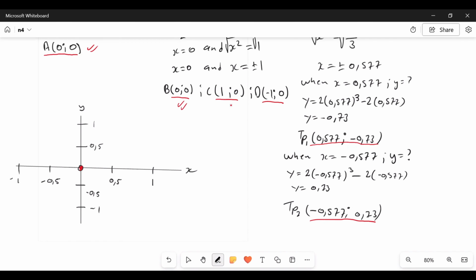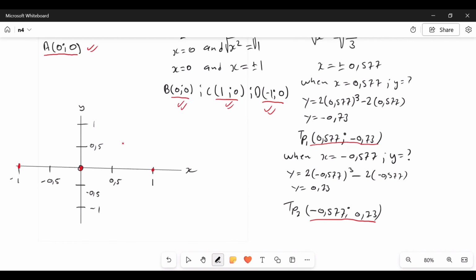Now let's look at point C. Point C, when x is 1, y is 0. So 1 is here and y is going to be 0 on the x-axis. Then let's look at point D. At point D, when x is -1, y is 0. So this here is going to be our point D, right? Because our x is -1 and our y is 0.